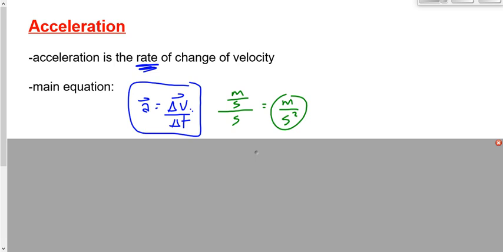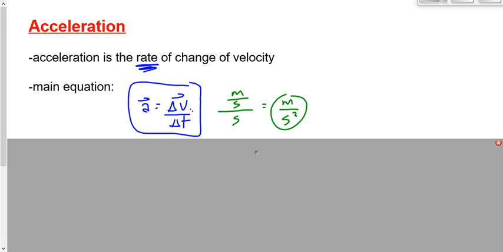That direction will be the same as the direction of delta v. So if your change in velocity is to the right, then your acceleration will also be to the right. If I drop this board marker, my change in velocity is downward, then my acceleration would be downward in the same direction as the change in velocity.